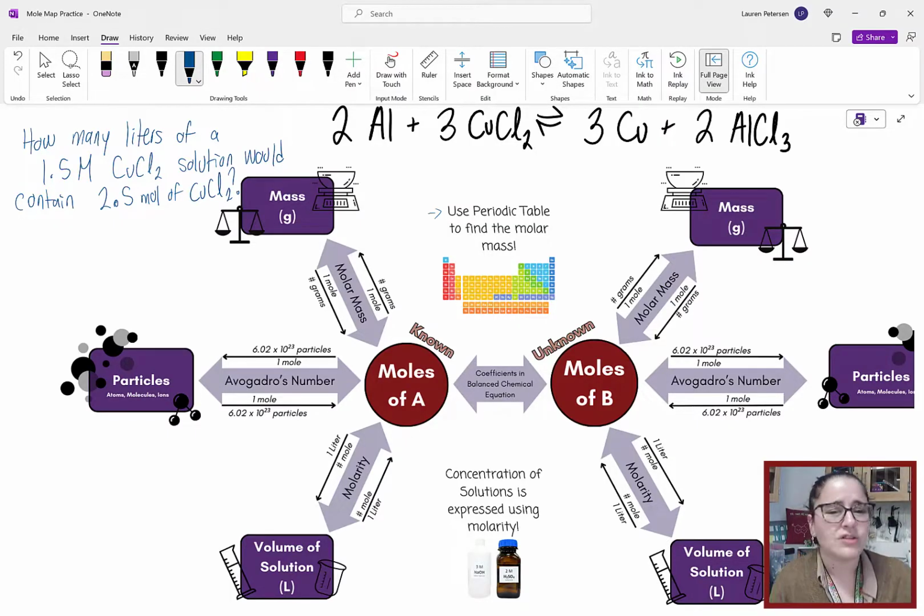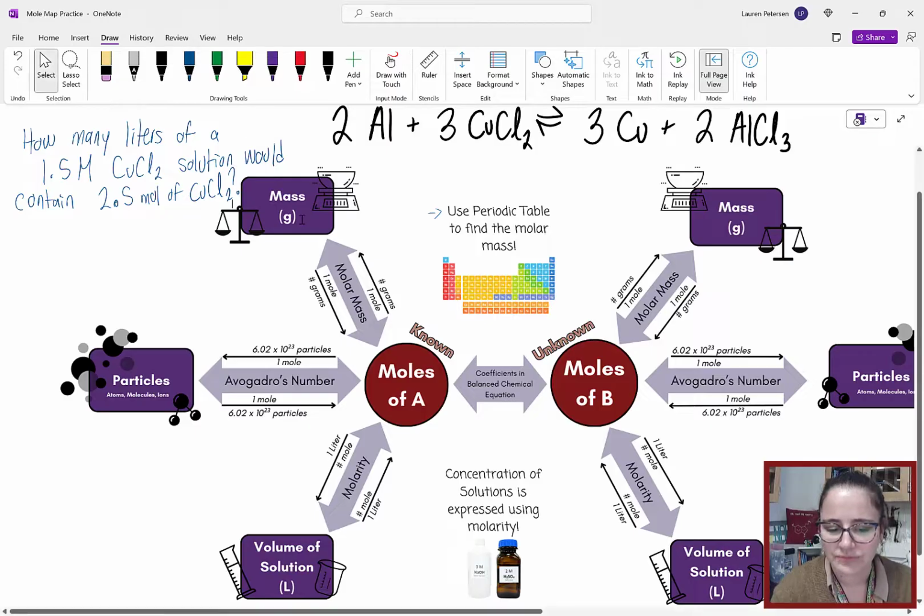Okay, so this one might be a little bit confusing because we have two numbers that we're given. Which one is known and which one are we going to use as a conversion factor? Well, our mole map can help us with this too. These purple ones are always going to be either our knowns or our unknowns. That's going to be where we start or end, either at the moles or at one of these purple ones. These arrows are the conversion factors.